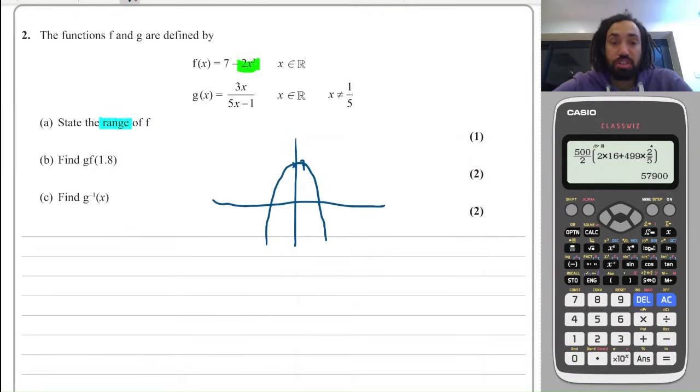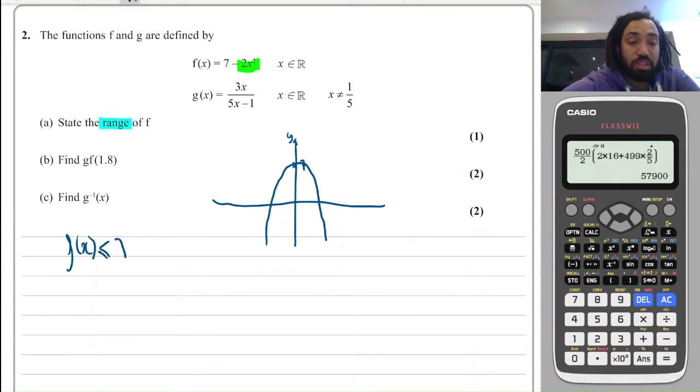And I think it's quite obvious to see from here that the graph will never go above 7. So therefore the y value will never go above 7. So the range is always trying to work out what values the y can take. And because it can't go over 7, we can say the range of f, so f of x, is less than or equal to 7. Because it can equal 7, that happens when x equals 0.